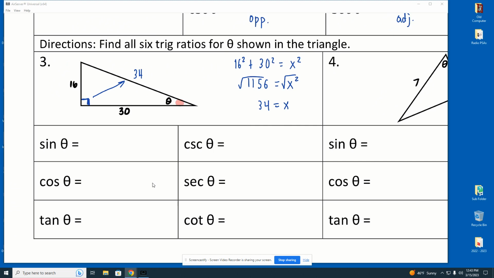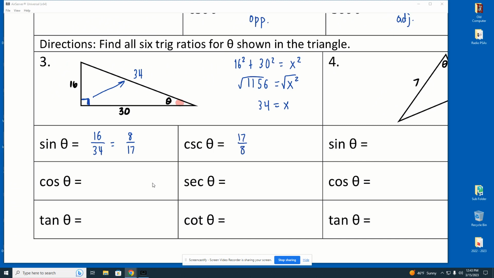So here we go. So, opposite. What did y'all say it was? Opposite. But what is opposite? 16 over hypotenuse, 34. Will 16 over 34 reduce? Let's do it. 8 over 17. So real simple. If sine is 8 over 17, what's cosecant? 17 over 8. All right, that was easy.